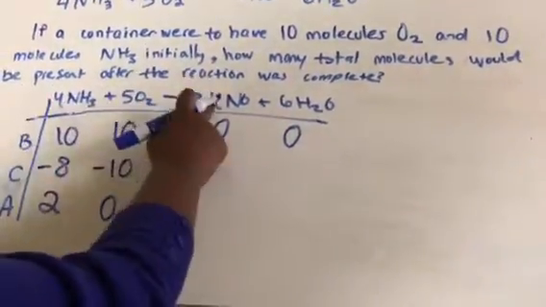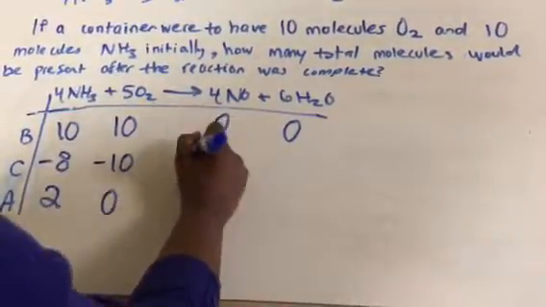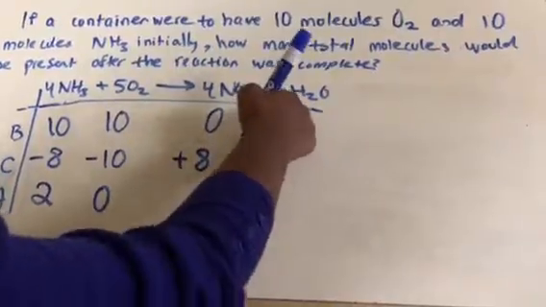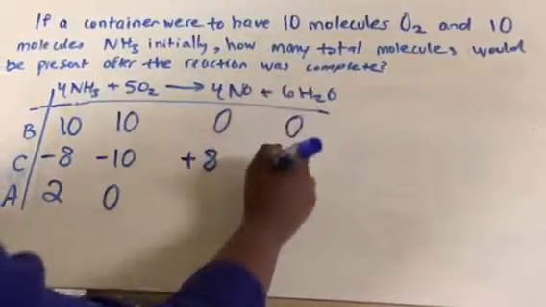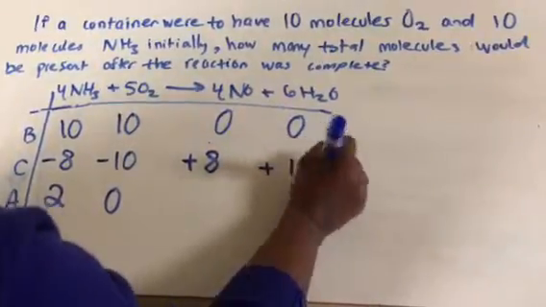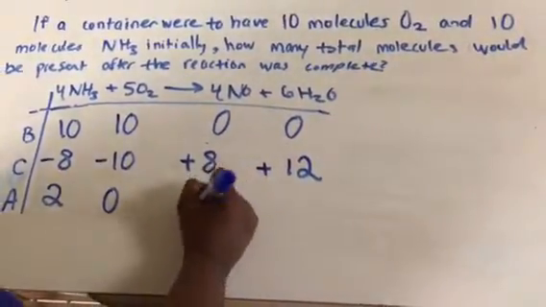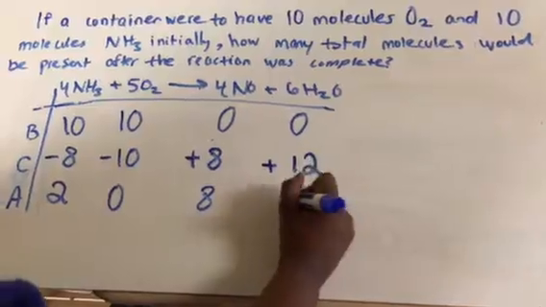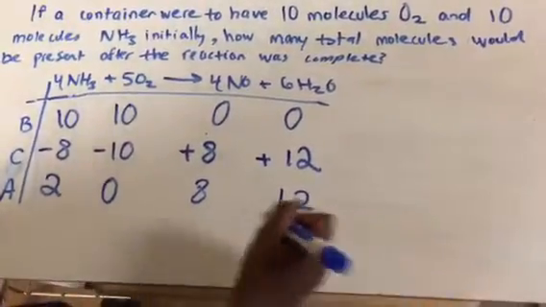Like we have the same coefficient here, we can add the same amount of molecules. And then we have 6 as our coefficient here, and that would make it plus 12 molecules here, leaving us with 8 NO and 12 H2Os.